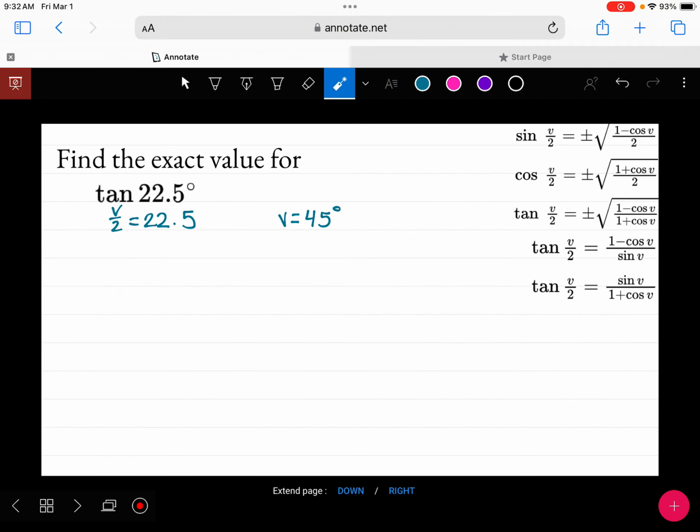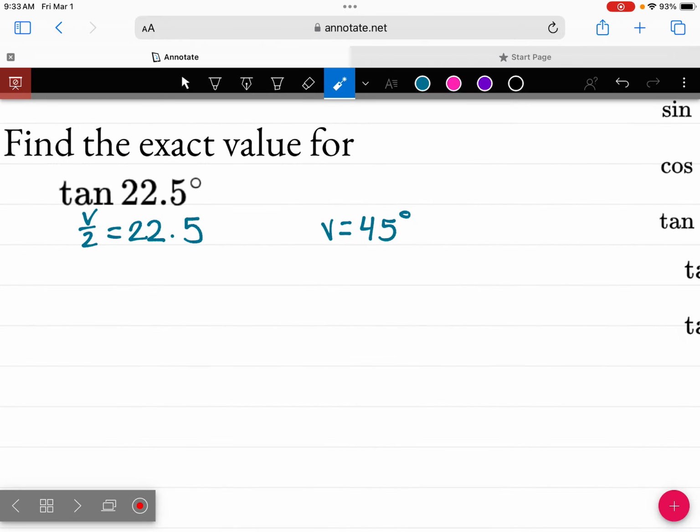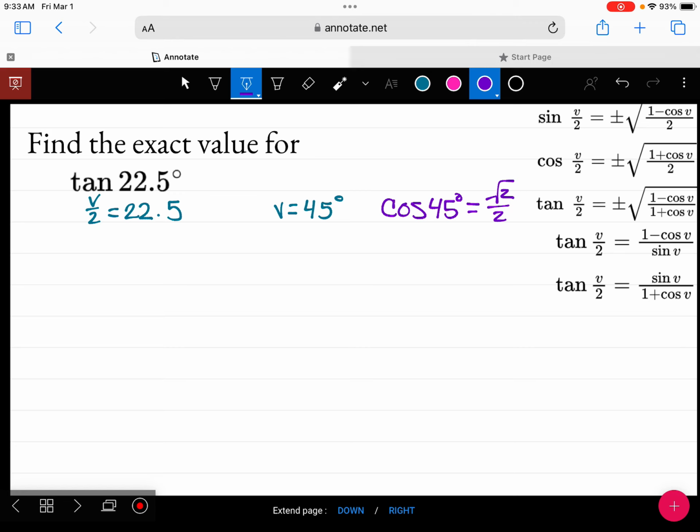So that means we need to know cosine of V. So what is the cosine of 45? Square root of 2 over 2. What quadrant is 22.5 in? 1. So is tangent going to be positive or negative? Positive, because everything's positive in quadrant 1.